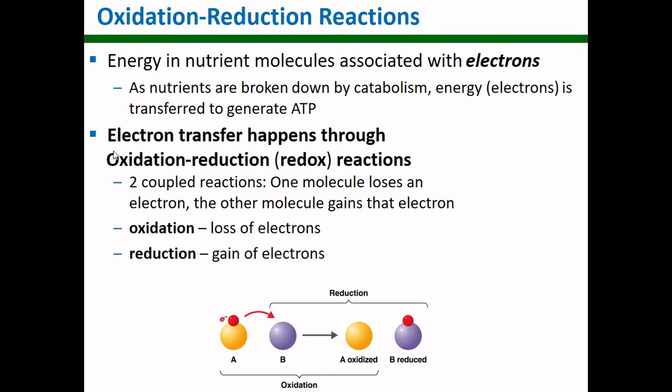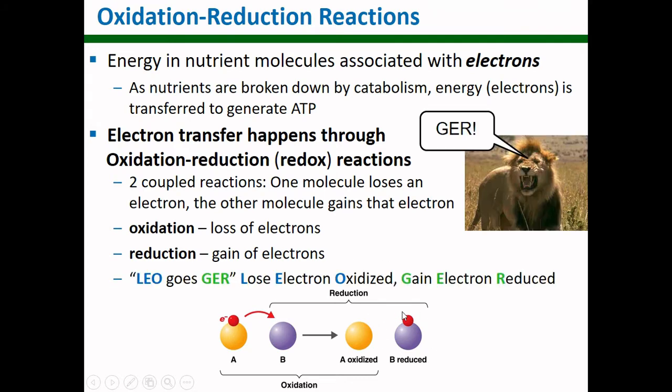When a molecule loses electrons, we call that oxidation. When a molecule gains electrons, we call that reduced, hence the term oxidation reduction or redox. Here's what that looks like. You have molecule A that starts with an electron. It loses it and gives it to molecule B. Since molecule A lost an electron, it's said to be oxidized. Since molecule B gained an electron, it's said to be reduced.